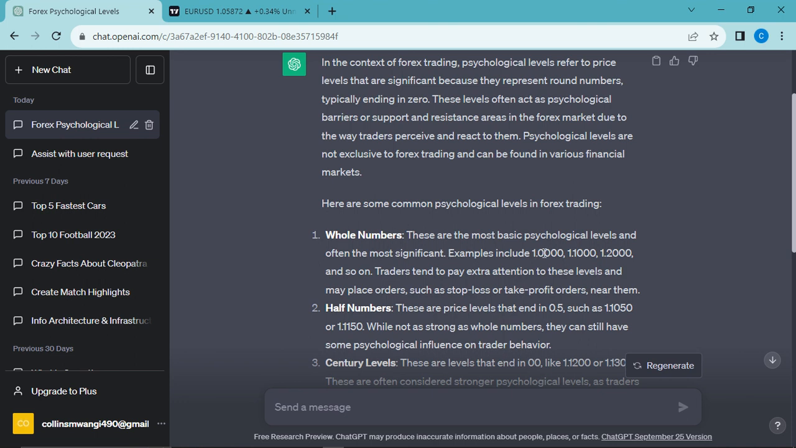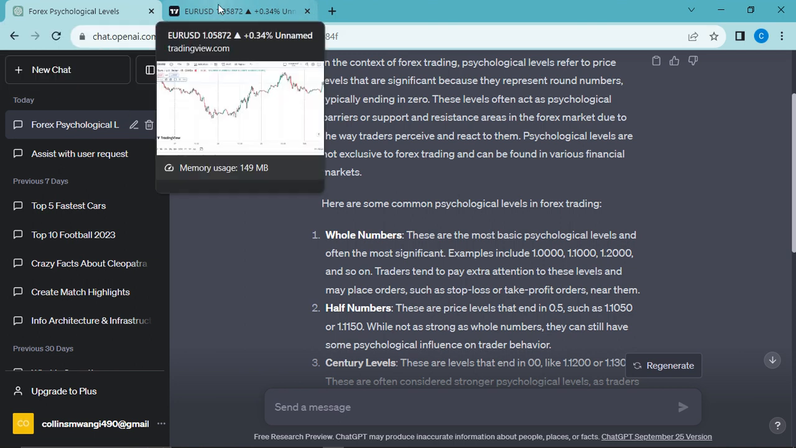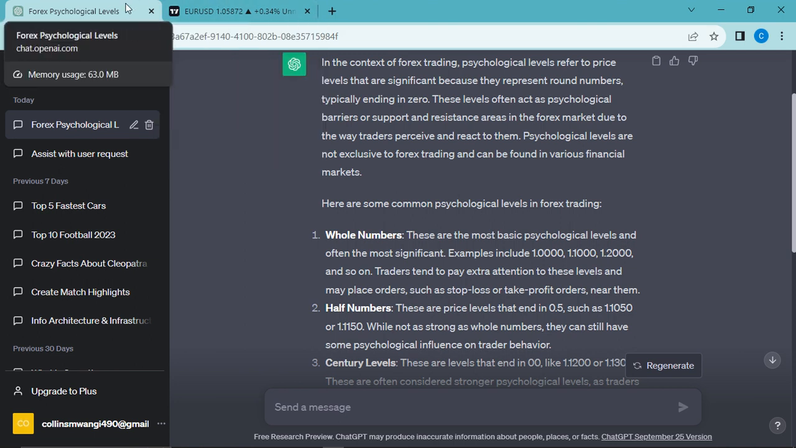Examples include 1.00, 1.100, 1.200, and so on. Traders tend to pay extra attention to these levels and may place orders such as stop loss or take profit orders near them, right? So these psychological levels are actually whole numbers where institution traders and also retail traders pay attention to these levels so that they can set their orders there, take profit levels, and also stop loss levels. And I'll show you just how to do it in real markets, right?